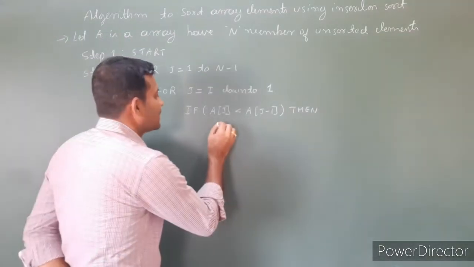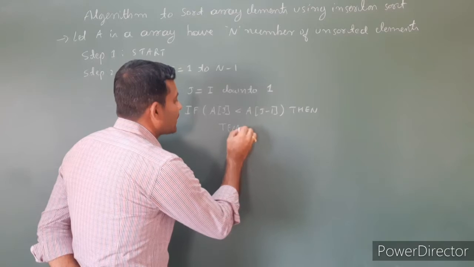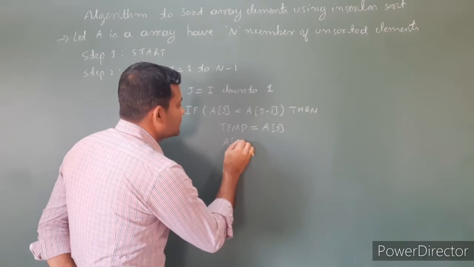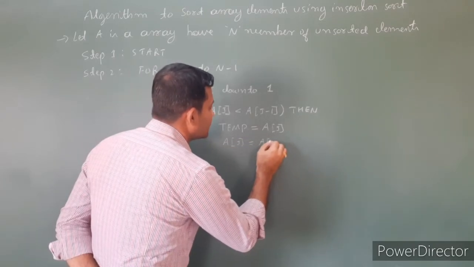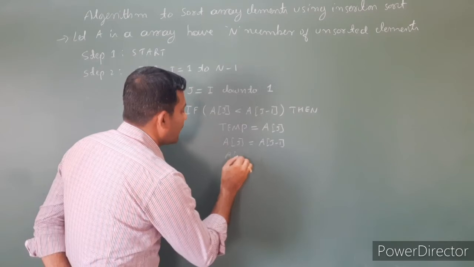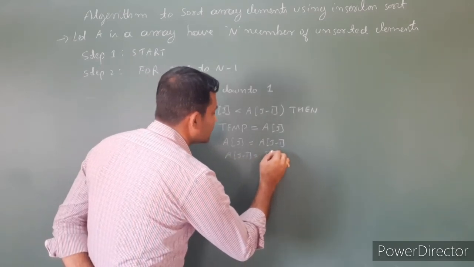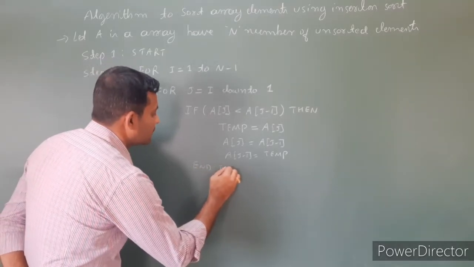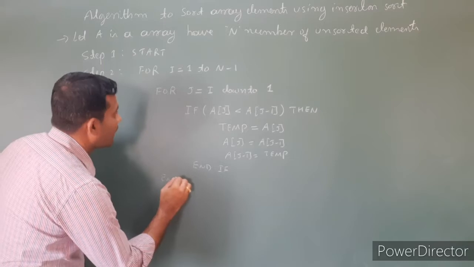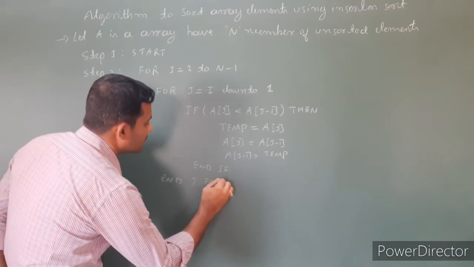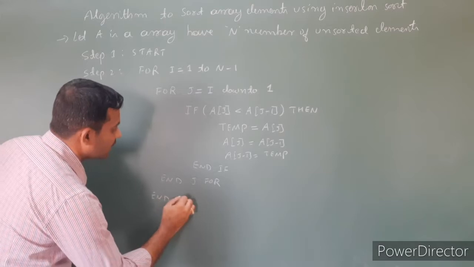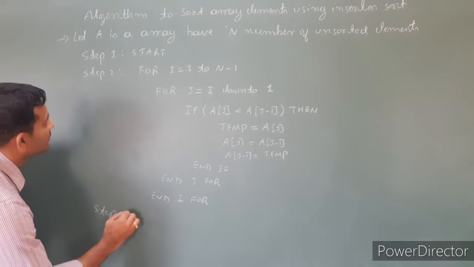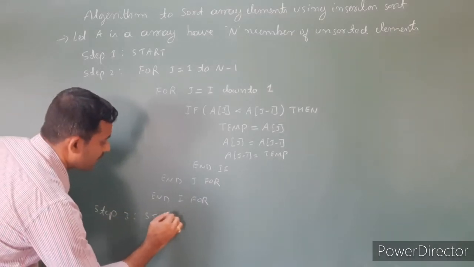How to swap? For that we use the temporary variable, temp equals A of j, then A of j equals A of j minus 1, finally A of j minus 1 equals temp. Okay, then end if, end j for loop, and end I for loop. In step 3, stop or exit.